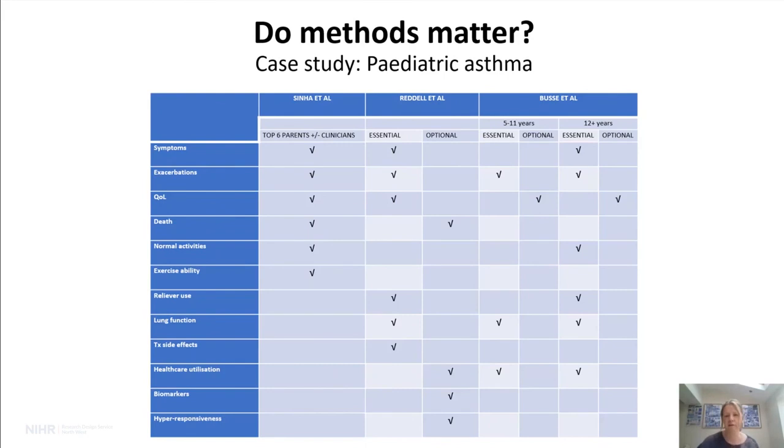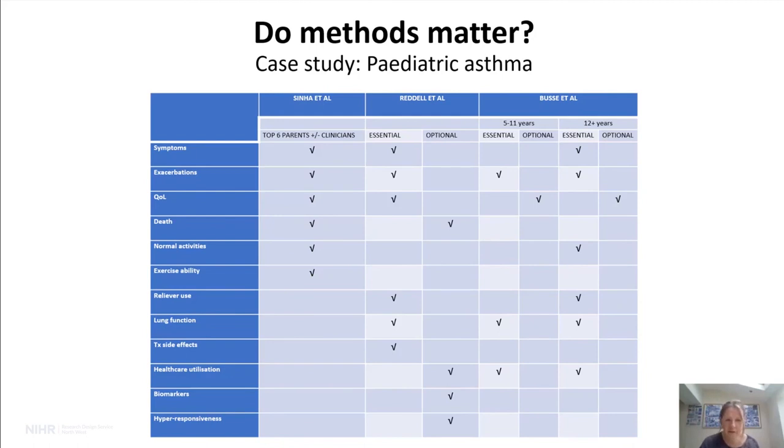Does it matter what your process of trying to reach consensus is? So here is the example from pediatric asthma. There were 3 core outcome sets that were all developed around the same time, and that's largely because the EMA made a call for more work to be done on what the outcomes that were important to children with asthma should be. And I was involved in the Sinner et al. work, and that was based in the UK, and the other 2, Redell and Buser, were based in the US.